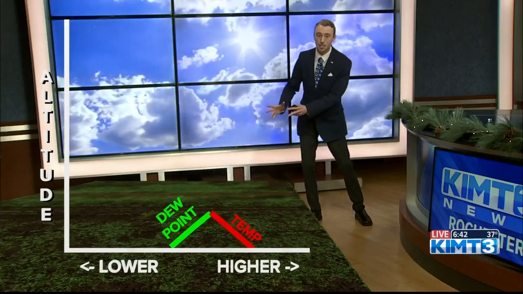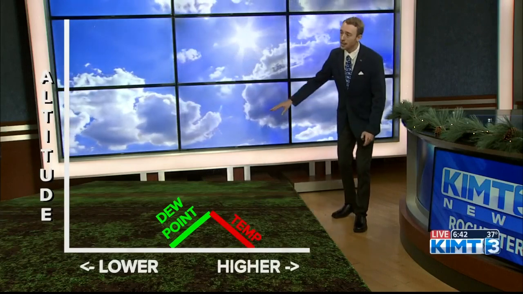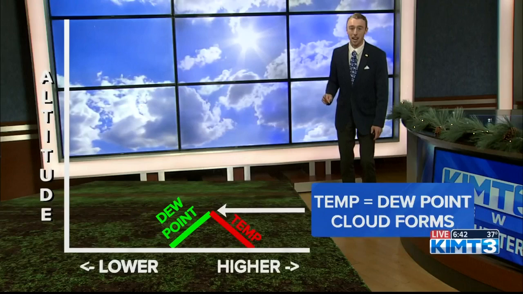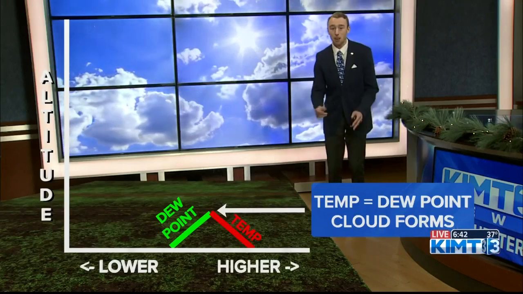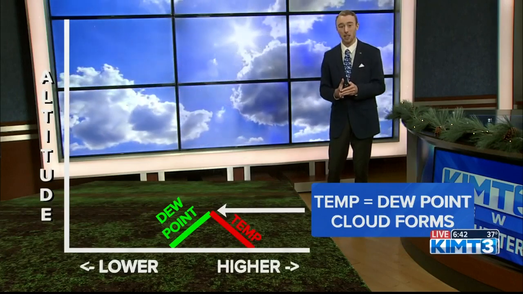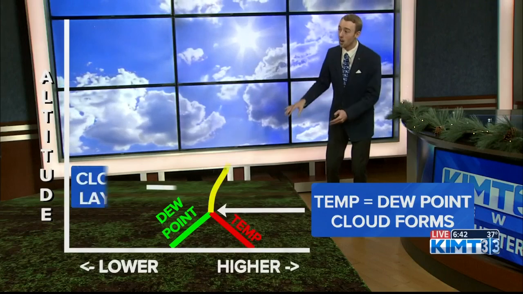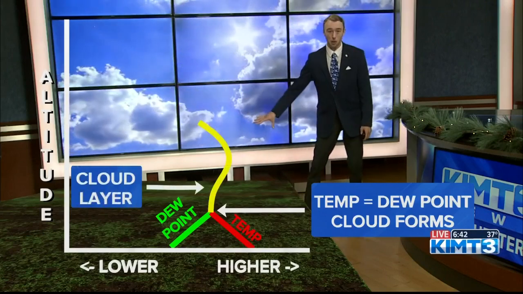When they come close together and basically match each other's values, right at that point in the layer of the atmosphere, that is where a cloud will form. Now, when those two values are relatively close together or even equal to each other, all the way up in towards the atmosphere for a decent amount, that's what we call the cloud layer.